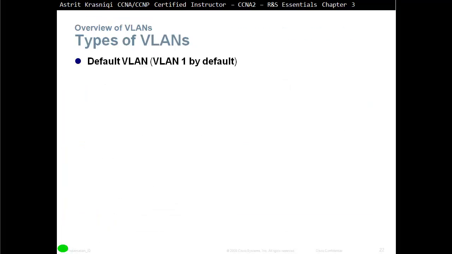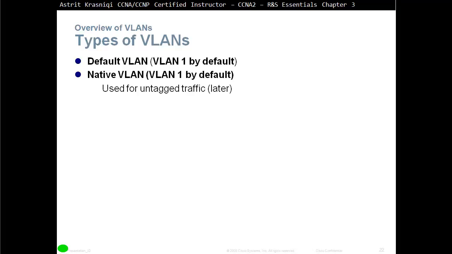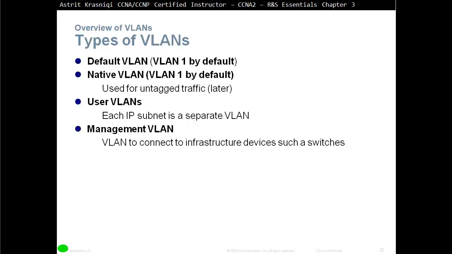Types of VLANs. First, we have a default VLAN. The default VLAN is VLAN 1 by default. Then we have a native VLAN, VLAN 1 again, by default. This native VLAN is used for untagged traffic. Later we're going to talk about it. Then user VLANs, where each IP subnet is in a separate VLAN. For example, earlier we created VLAN 10, named Sales, and VLAN 20, maybe named IT or whatever. Those are user VLANs.